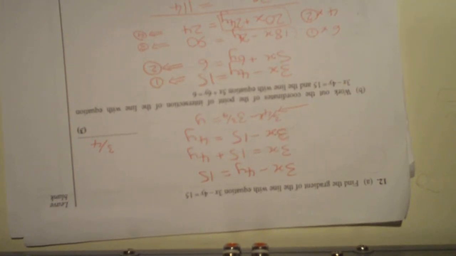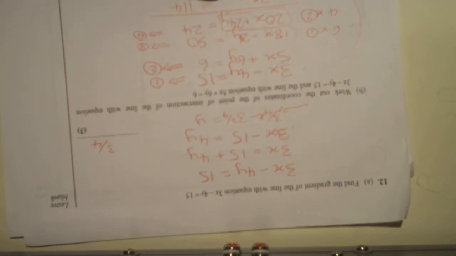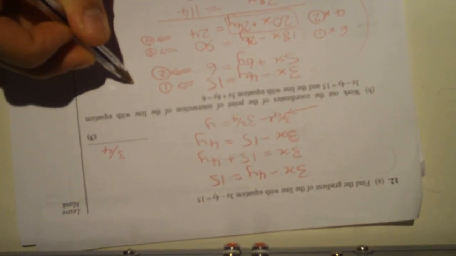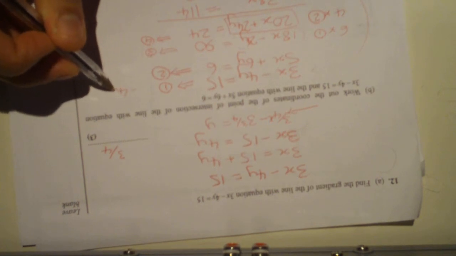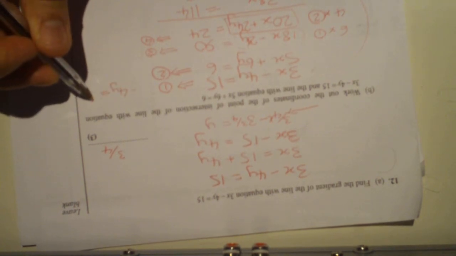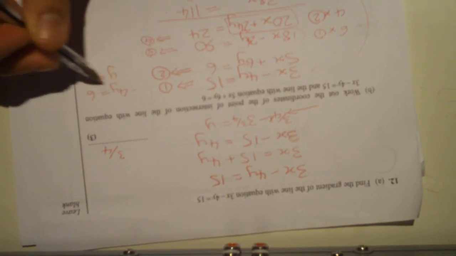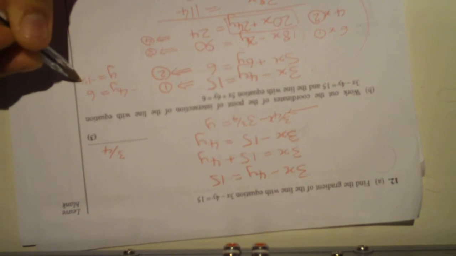Knowing what x is, we now go back to one of the original equations and substitute x in. This says that 3 times x minus 4y equals 15, which means that 3 lots of 3 minus 4y equals 15, or 9 minus 4y equals 15. We can subtract 9 from both sides and say that minus 4y equals 6. Divide by minus 4, and y equals 6 divided by minus 4, which is minus 1.5.